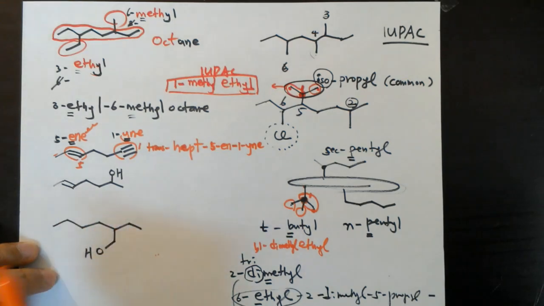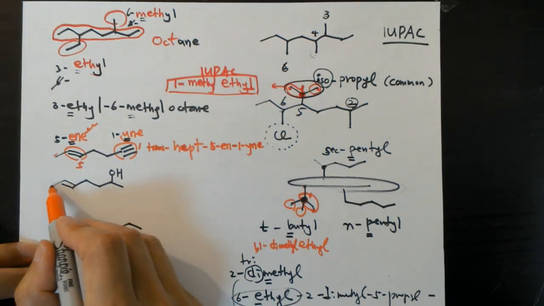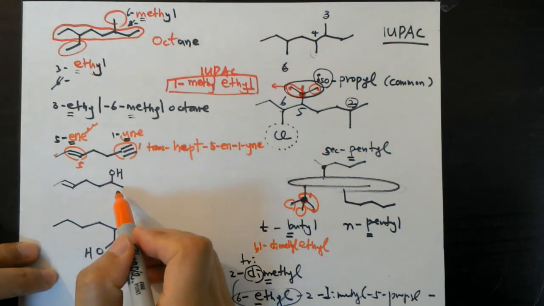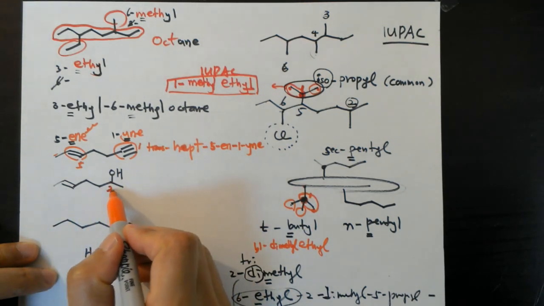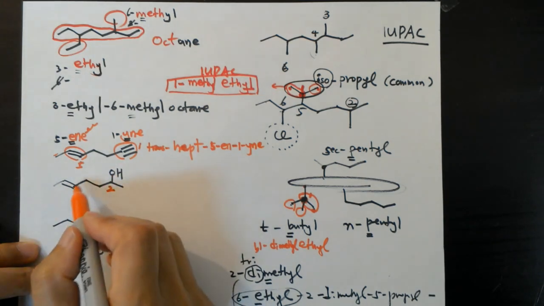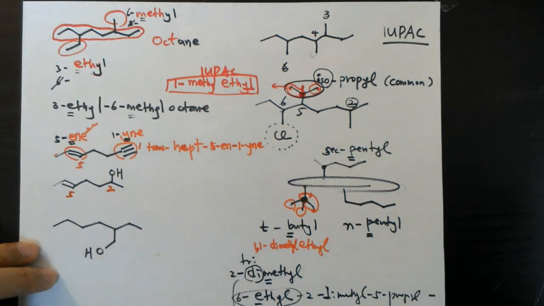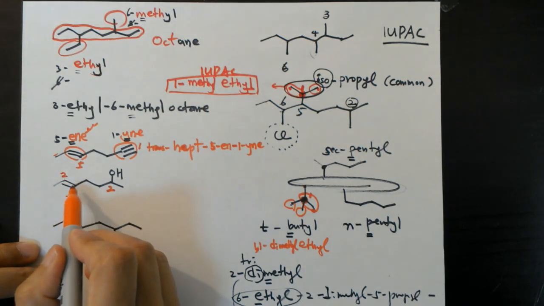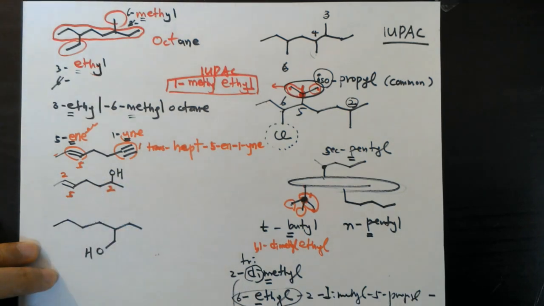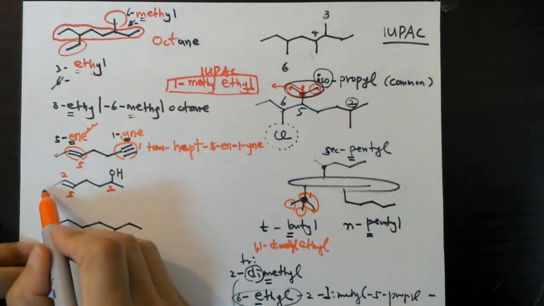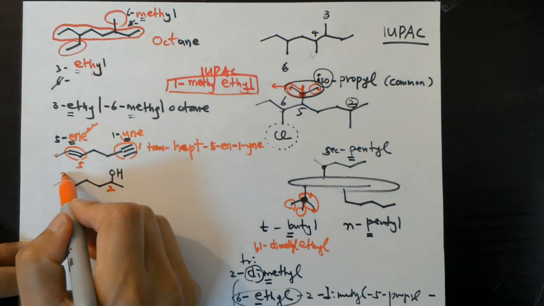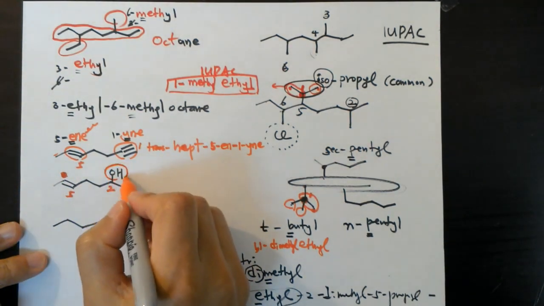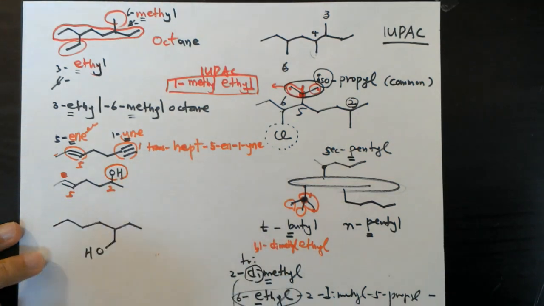Here you find the longest chain 1, 2, 3, 4, 5, 6, and 7, and you have 1, 2 for the oxygen, 3, 4, 5 for the double bond, or you can give 1, 2 for the double bond, 3, 4, 5, 6 for the alcohol. Although the lowest number is the same, we choose this one. It's because oxygen has priority over the double bond.